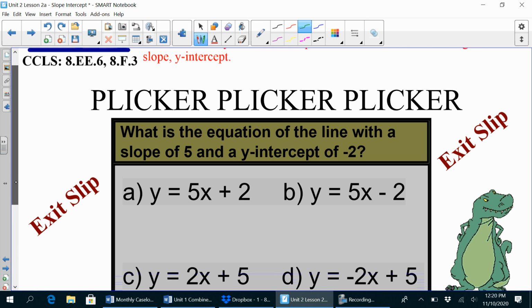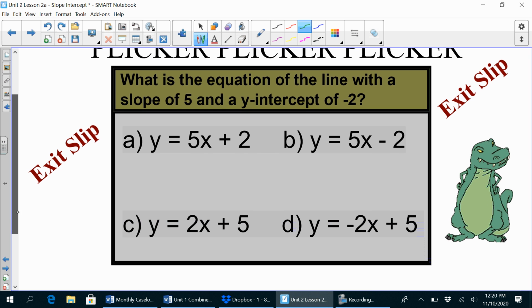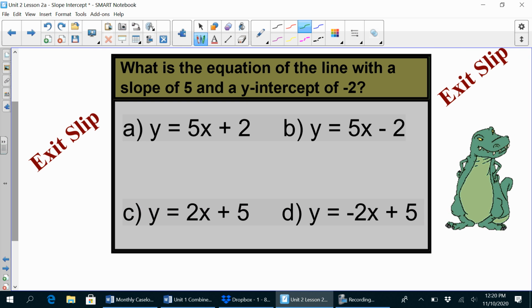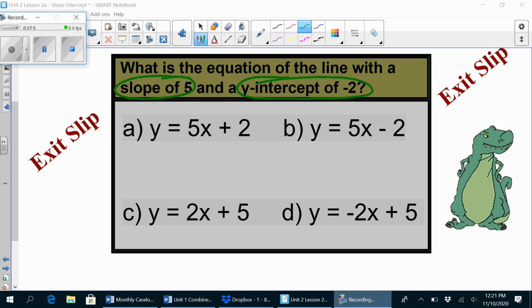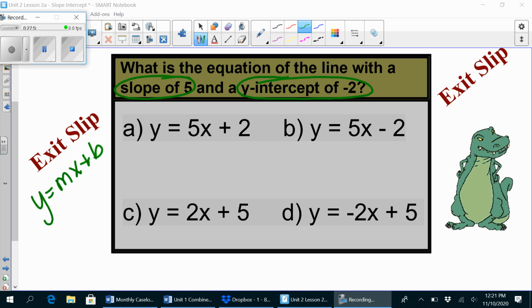Okay, here's another clicker. We're just going to go through this together. It says, what is the equation of a line with a slope of 5 and a y-intercept of -2? So give yourself a second. Okay, so let's take a look at this clicker together. What is the equation of a line with a slope of 5? So let's start with that.